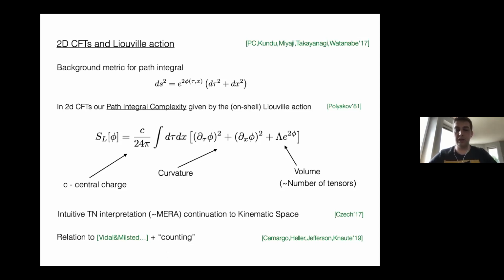And finally, Michał and his group made a very nice relation to the works of Giffre-Vidal and Ash-Milstead, also on geometry of path integrals, and showed that by counting particular classes of tensors, you can approximately reproduce this Liouville action from that procedure. I'll not have time to talk about this approach, but you can ask Michał later.